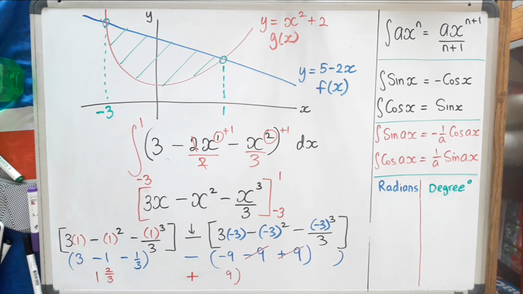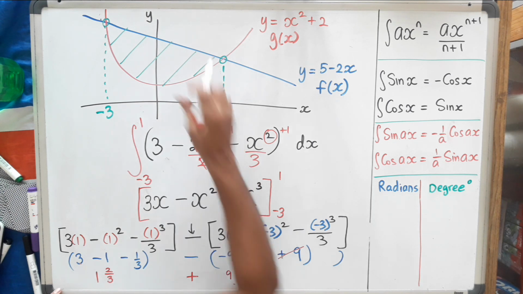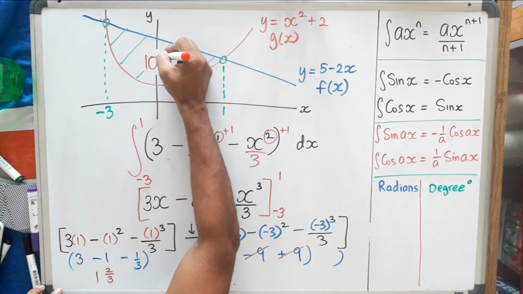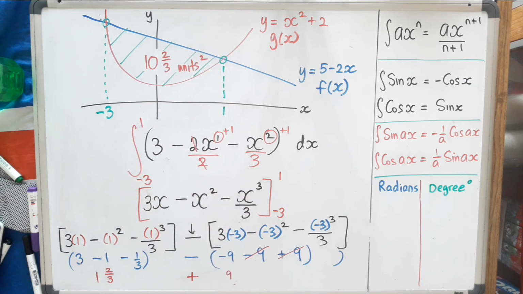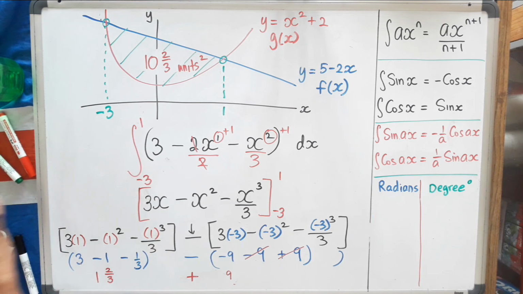Now let's make sure that showed up on the camera. Yes, it showed up on the camera. We just have to add these two and we're finished. Well, 1 2/3 plus 9 is obviously 10 and 2/3 units squared. So that is how you find the area between two curves or two graphs. It doesn't have to be two curves. It could be a curve and one straight line, but it could be two curves if you wish.